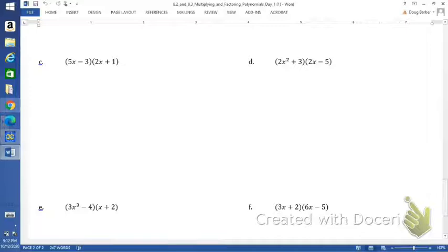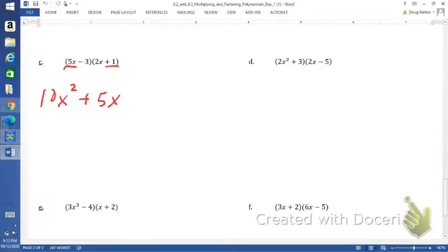Alright, we'll do one more. We'll do C here. So first, multiply the first terms. So 5x and a 2x. So 5 times 2 is 10. X times x is x squared. Then the outer terms, 5x and a positive 1, so it's going to give us a plus 5x.